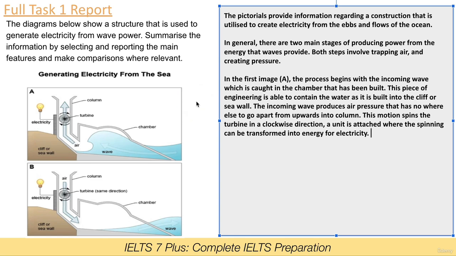In the first image, A, the process begins with the incoming wave, which is caught in the chamber that has been built. The piece of engineering is able to contain the water as it is built into the cliff or seawall. The incoming wave produces air pressure that has nowhere else to go apart from upwards into the column. This motion spins the turbine in a clockwise direction. A unit is attached where the spinning can be transformed into energy for electricity.